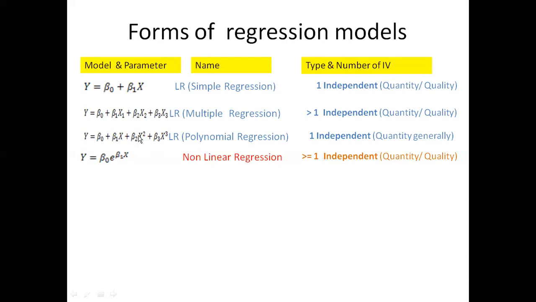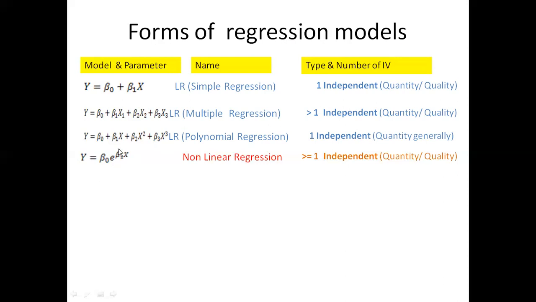So if we put the value of x, then these x square, x cube will be replaced by numbers, and my relationship will be beta 0 plus some number into beta 1 plus some number into beta 2 plus some number into beta 3. And all my parameters are in linear form. So that is why it is called a linear relationship. Here again, generally we take this x as quantitative in polynomial regression.